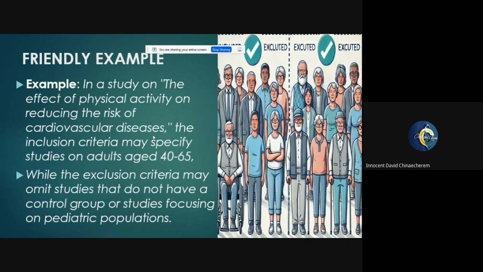And looking at this example here, in the study on the effect of physical activity on reducing the risk of cardiovascular diseases, the inclusion criteria might be studies on adults aged 40 to 65. Remember that this 40 to 65 isn't clearly stated in the example, but we made it very clear that this is what we are going to be looking at, and then we are going to omit studies that maybe focus on the pediatric population or other attributes that might not really be of interest to us.